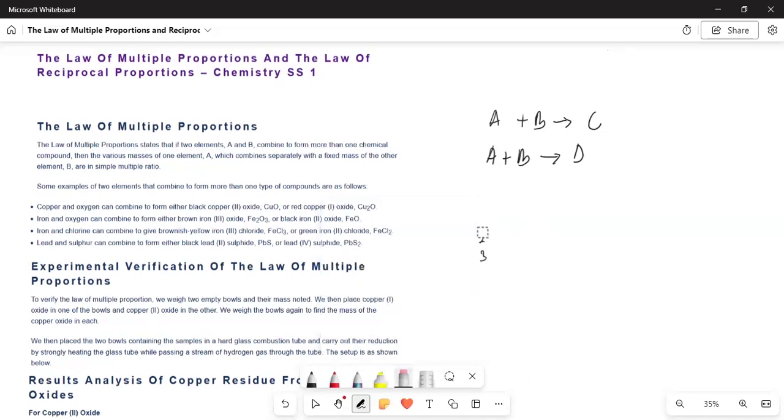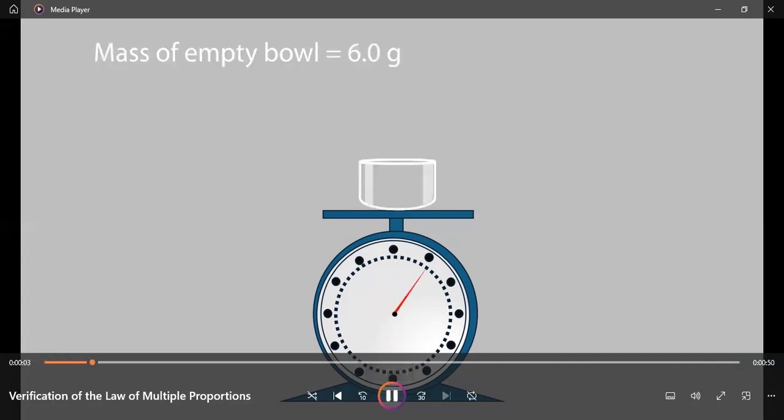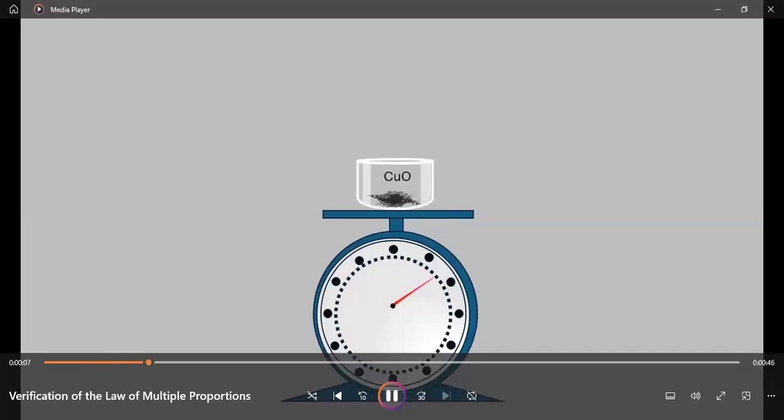So we have two oxides and the amount of copper present in both. I have a simulation here on that. So this is my weighing balance. Just to give you an idea of what's happening in the lab. I'm going to weigh two empty containers. The weight of this container is 6 grams. Then that is my copper 2 oxide placed on it. So the total mass here is 7.9, but the mass of this empty bowl before copper 2 oxide was placed in it was 6 grams.